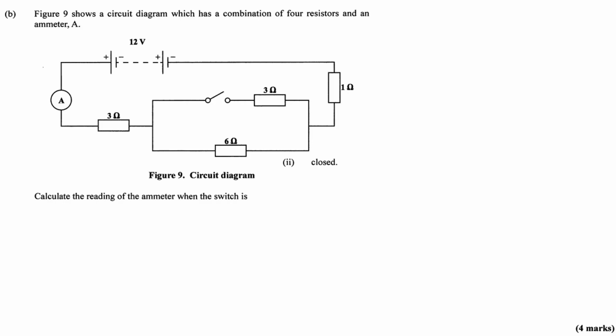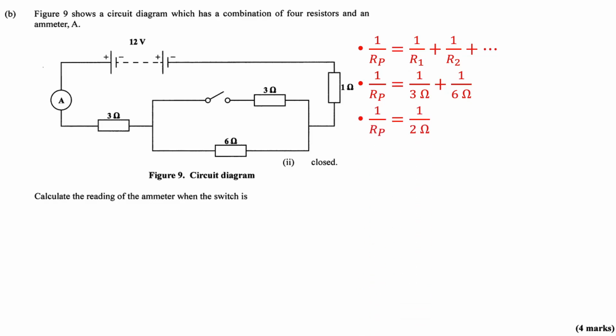So now if the switch is closed, then the 3 ohm resistor next to the switch and the 6 ohm resistor are now in parallel. To find the resistance in parallel, we use the formula 1 over R is equal to 1 over R1 plus 1 over R2 and so on and so forth. So that resistance in parallel will be found by finding the reciprocals of the 3 ohms and the 6 ohms. So 1/3 plus 1/6 gives you 1/2. So the 3 ohm and the 6 ohm resistor together, when you find the reciprocal, make up a 2 ohm resistor.